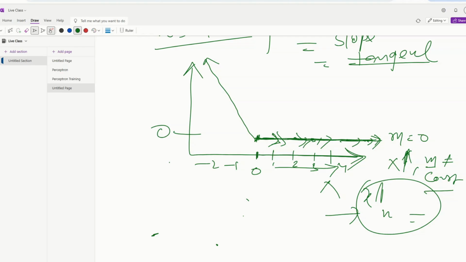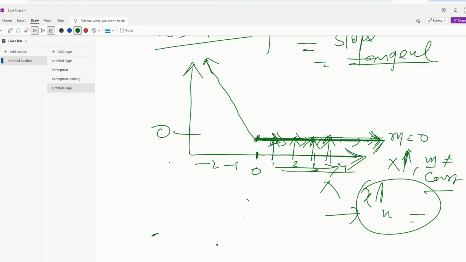Again, I'm explaining the same concept from a different angle. My line is a constant line, so there's no change happening. For all the points, the height is the same. For x equal to 1, height is 0. For x equal to 2, height is 0. For x equal to 3, height is 0. So for a given x, my height is not changing. That is why the slope is 0. That is why for these correctly classified points, I don't have to update my weight and bias.